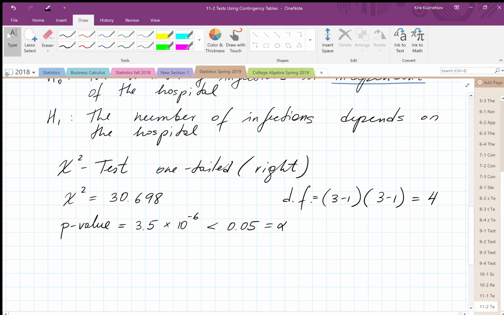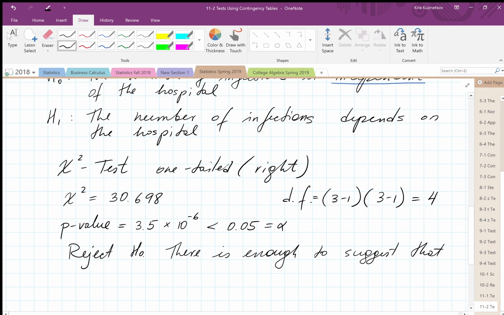If the p-value is less than alpha, we do reject the null hypothesis. We reject the null hypothesis in favor of the alternative hypothesis. So what we say is there's enough evidence to suggest that the number of infections depends on the hospital.